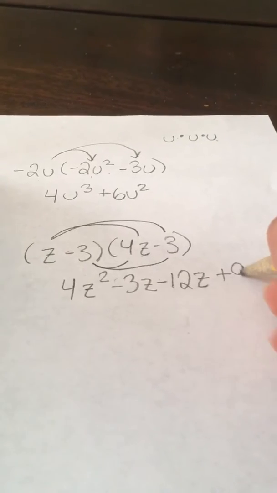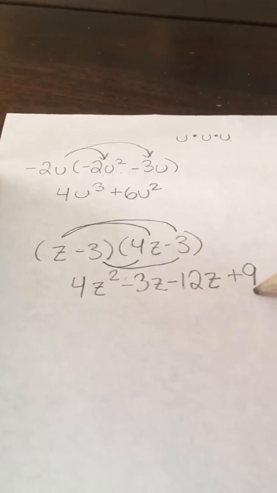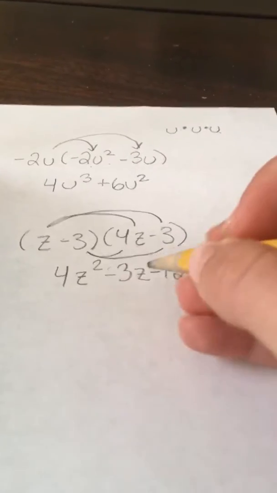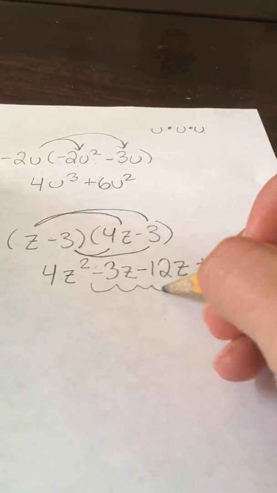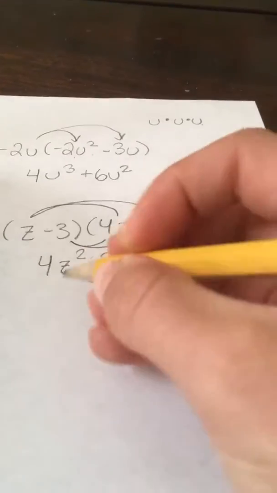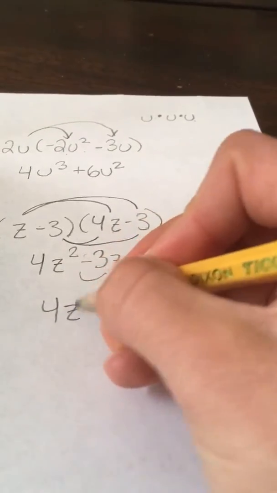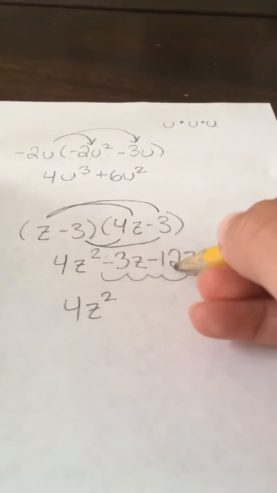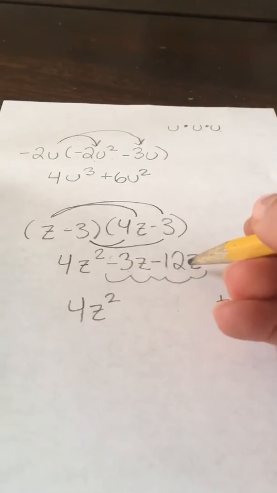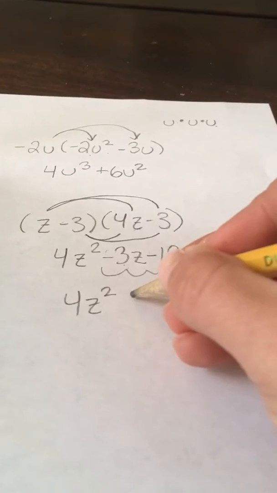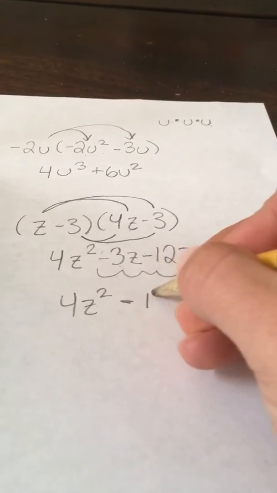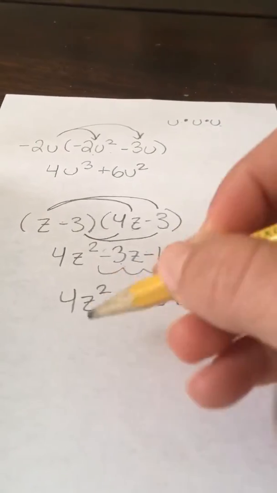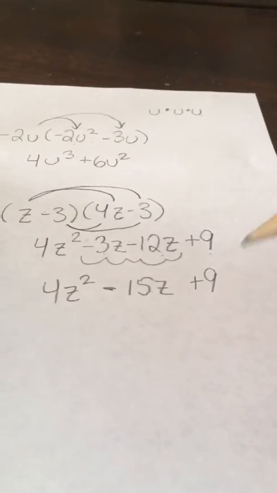However, if you enter it like this on IXL, you'll probably get it wrong because you need to combine the like terms. So in here, we need to add negative 3z to negative 12z. Everything else stays the same. And you have two negatives when you're adding them. So it's like you owe somebody $3, you owe somebody $12. Overall, you're in the negative 15z. And then you can go enter this into the computer: 4z squared minus 15z plus 9.